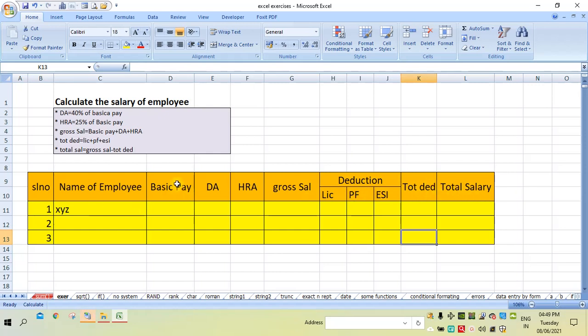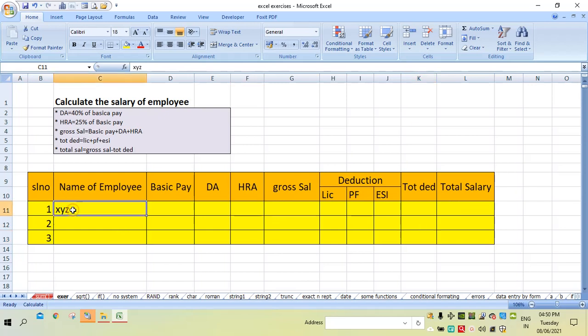Now if we enter the basic salary here, it should calculate the gross salary, whereas DA and HRA are calculated automatically. Then deductions like LIC, Provident Fund and ESI should be deducted from the gross salary to give you the total salary. So now let us see how to do this problem.